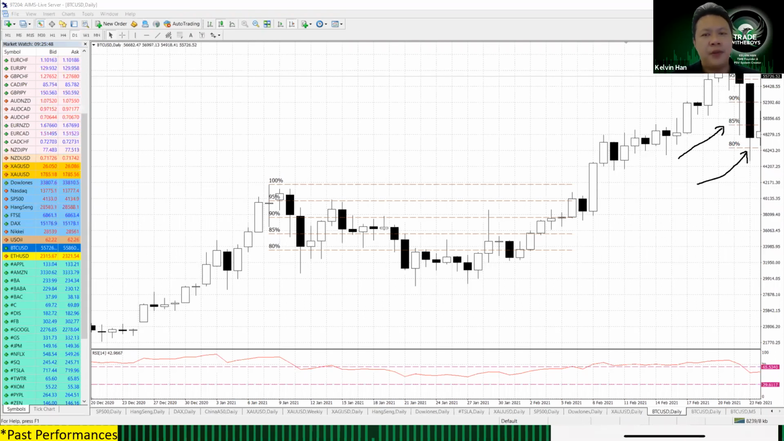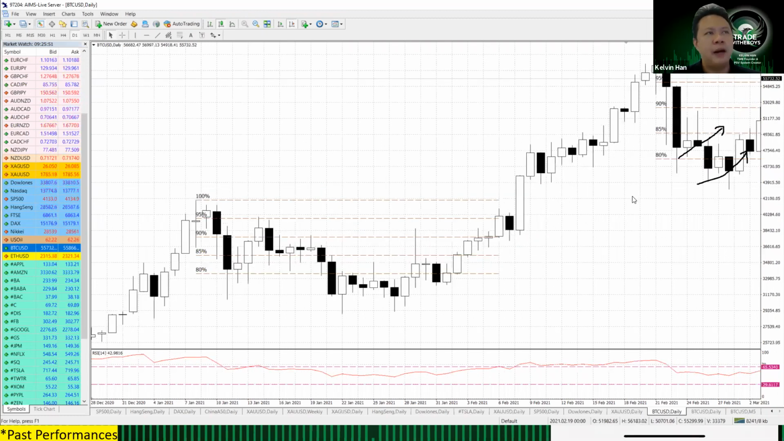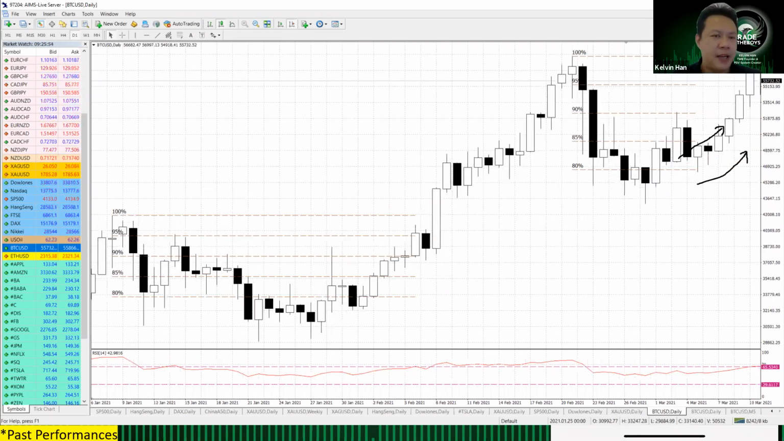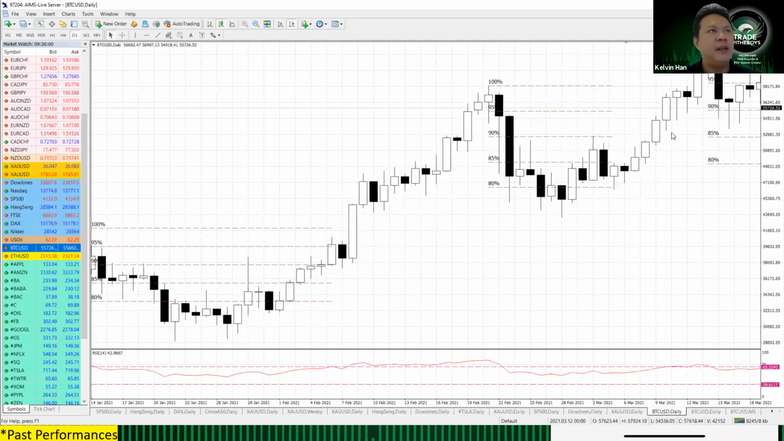And then what happened? You can take notice of this. After it bottoms itself, it actually started to rebound. So the 80% or 85% seems to be a very good indication that the market usually will rebound after that. Now let's bring it back to recently, in March.